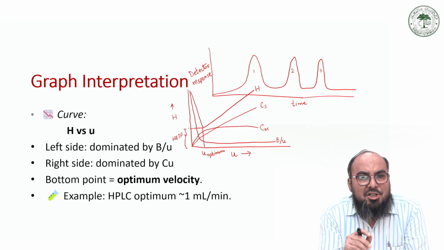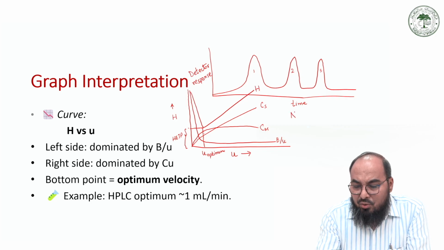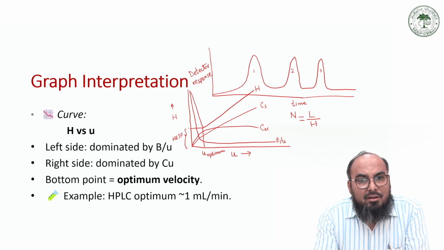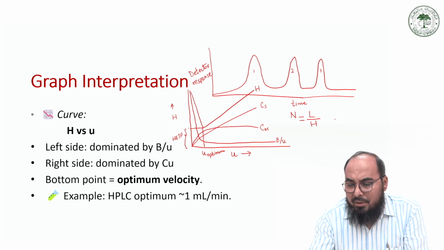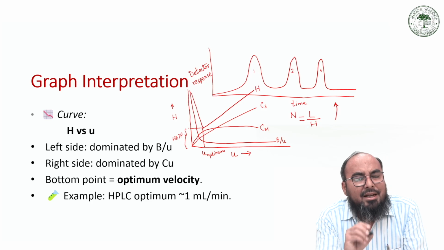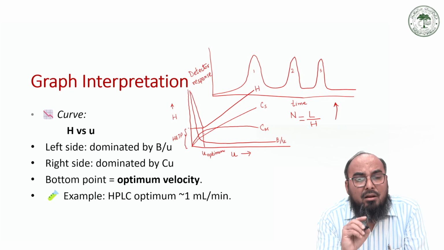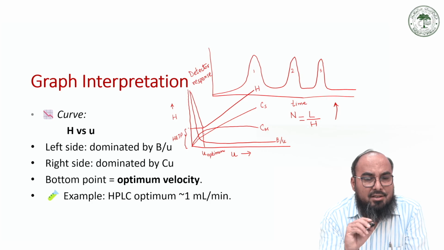HETP and the length of the column are related. We know that N is equal to L upon H. So the greater the number of theoretical plates, the better the efficiency. Similarly, the longer the column, the greater its efficiency, or its resolving power. For example, in HPLC, the optimum velocity is found to be 1 ml per minute. We are going to explore these features in our coming slides.